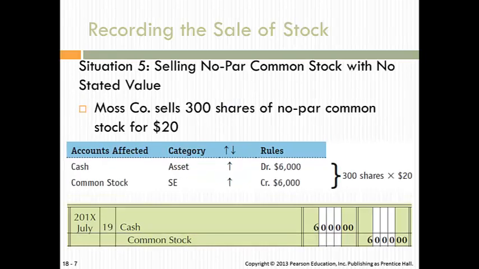In the next example, Moss Company sells 300 shares of no par common stock for $20. Again, the amount of cash received is the number of shares sold multiplied by the price, which is $6,000. Since this stock has no par value, we use the price sold as the par value, so we credit $6,000.